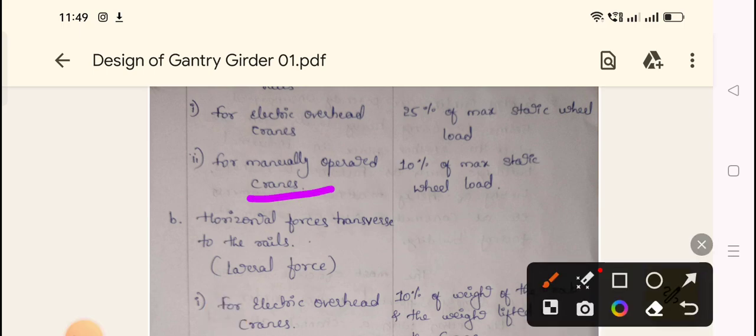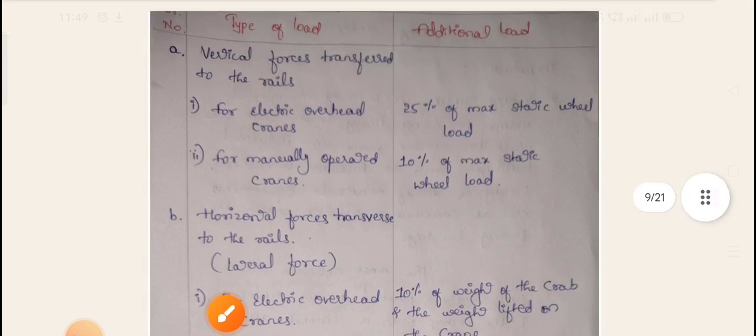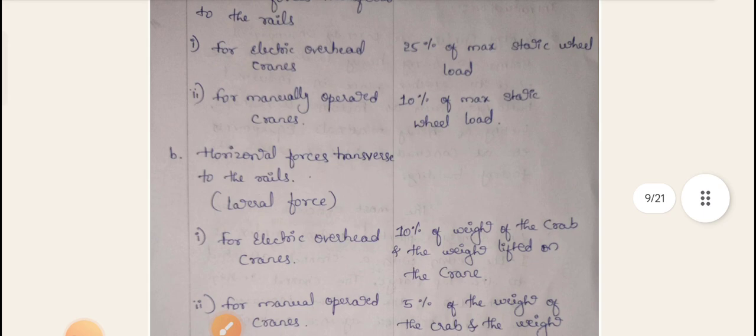If it is a manually operated crane, how much are you supposed to increase? You have to increase the static wheel load by 10%. So the upper part is for vertical forces, and next is for the horizontal transverse forces.